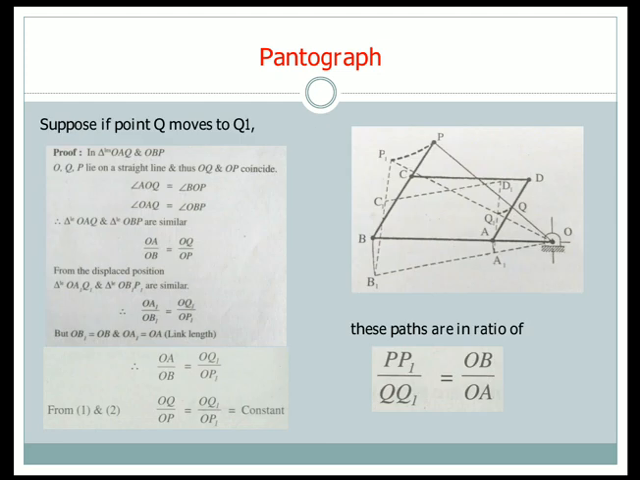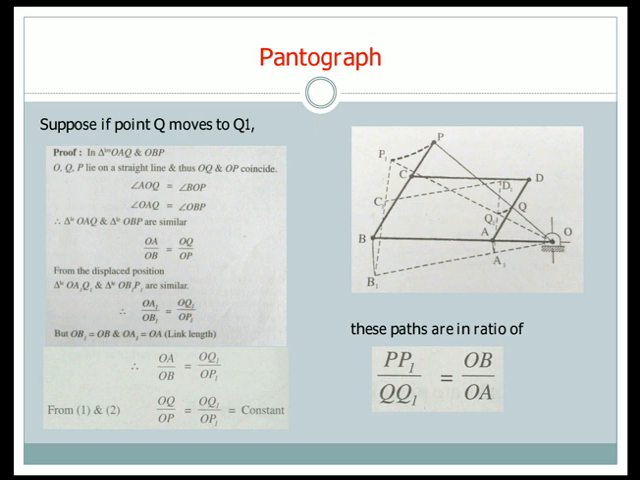So suppose let us consider the point Q, it is moving to point Q1. Here all the links are flexible links. At the same time, point A moves to A1, B moves to B1, C moves to C1, D moves to D1, and P moves to P1. The new points are shown by dotted lines, and these dotted lines are the new position obtained by the existing links. That is, the existing points A, B, C, D and P have moved to new positions A1, B1, C1, D1 and P1.